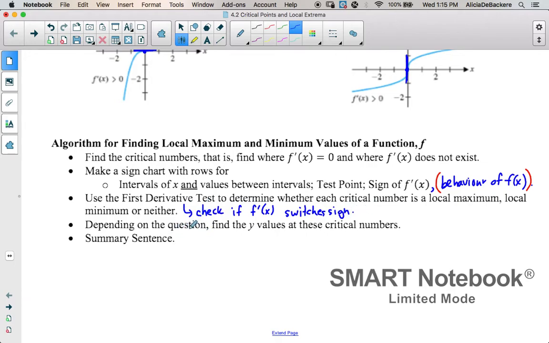Now, if the question just asks me for the critical numbers, then I will already have those values. But if the question asks me for critical points, then I'll go ahead and find the y values to go with that, and then I'll put it all together in a summary sentence.